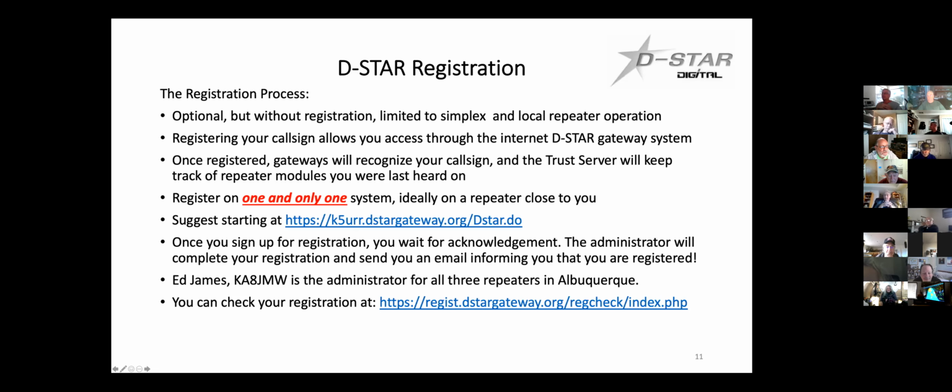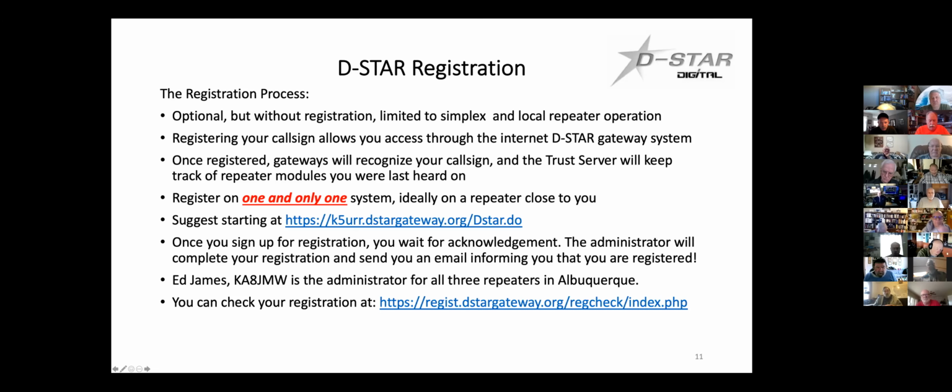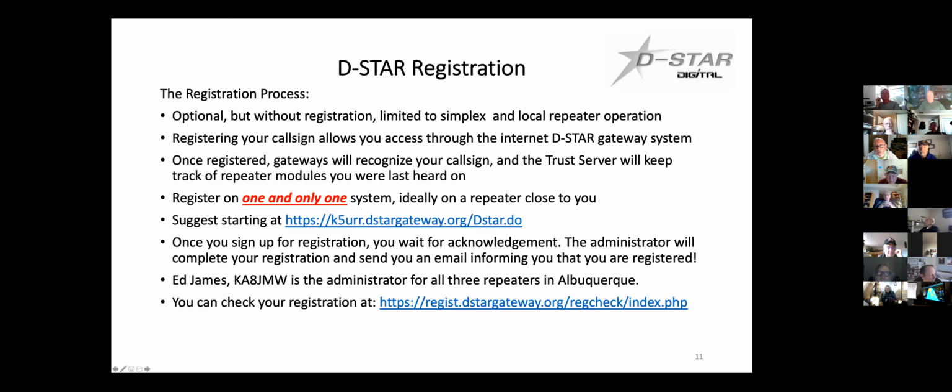You can only register on one and only one system, and ideally a repeater close to you. And I would recommend that you start with K5URR. There's 3 local repeaters, and Ed James is the guy that administers all 3 of those repeaters. So it doesn't really matter which one you register, although W5URD up on Capilla Peak is very difficult to access, and they've had problems up there with issues in the repeaters.